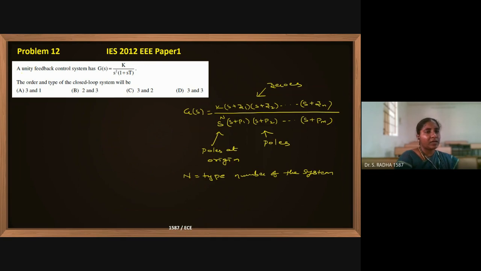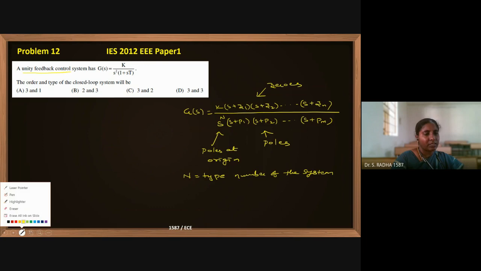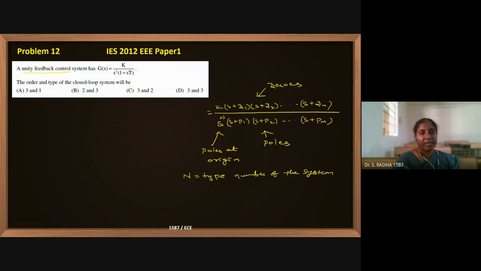Actually, they have given a unity feedback control system. The fraction I have written here is actually the general format of G(s) H(s). You have G(s) here, which is the forward path, and you have H(s) here, which is the feedback path.